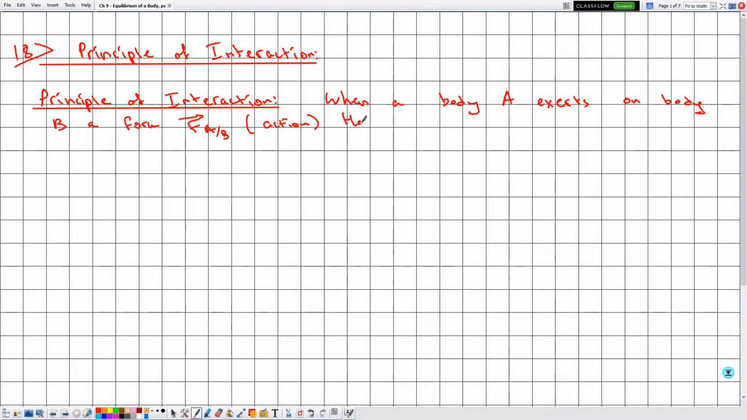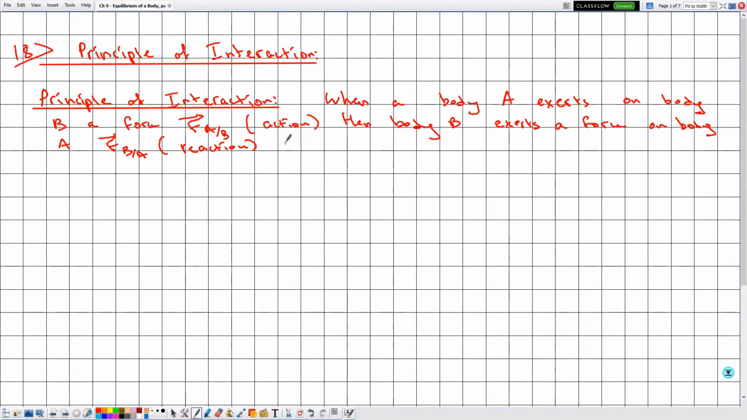Then body B exerts a force on body A, which is denoted by F B on A. This force is exerted by body B on body A, and this is said to be the reaction. So basically this is the statement of the principle of interaction.